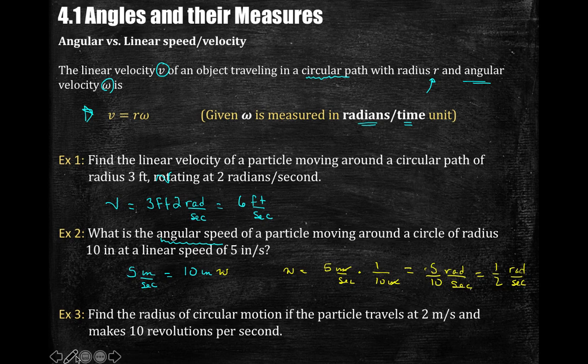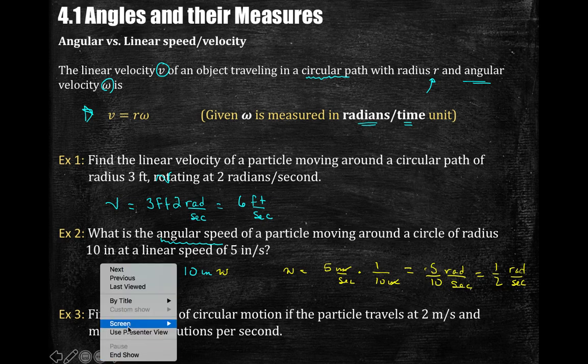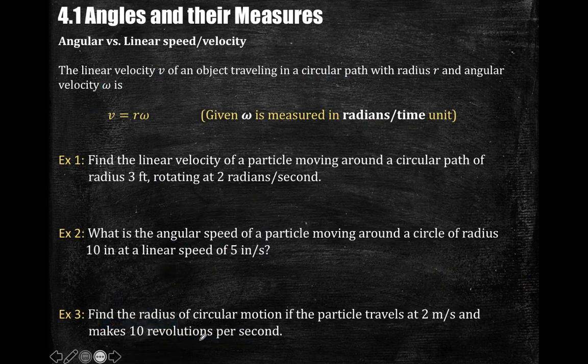Last problem. Example 3. Find the radius, so they want me to find r, of a circular motion if a particle travels at 2 meters per second. So what is that? That's my linear velocity, right? Makes 10 revolutions per second. I'm not sure quite what to do with that.